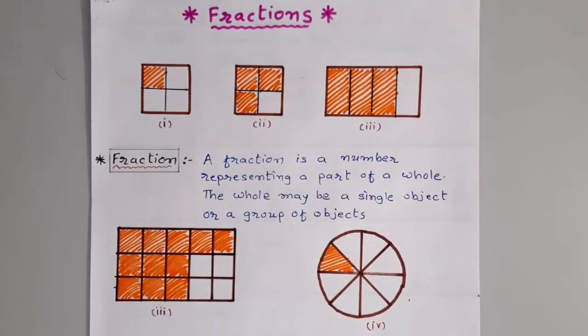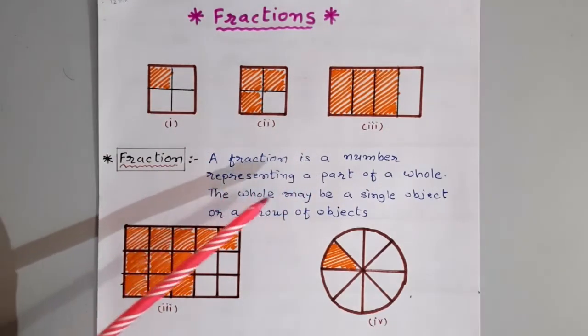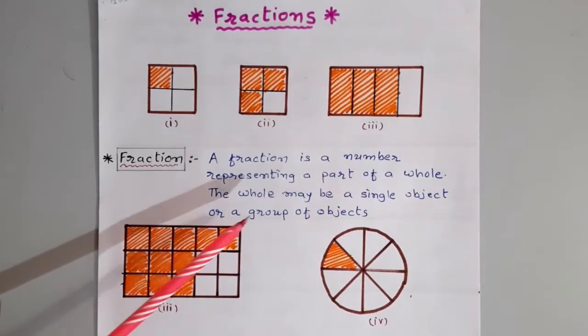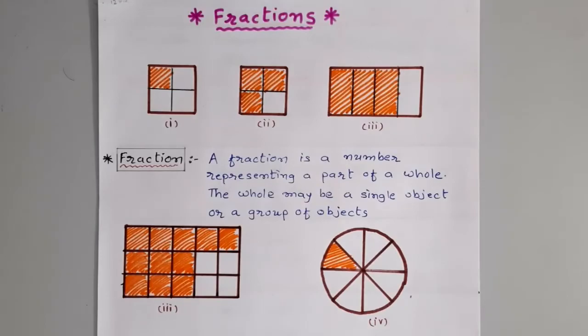Similarly, 3/7 is obtained when we divide a whole into 7 equal parts and take 3 parts, so we represent such a shaded part as 3/7. From the above discussion, we can say that a fraction is a number representing a part of a whole. The whole may be a single object or a group of objects.